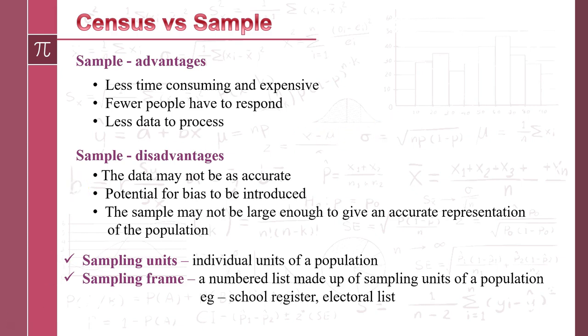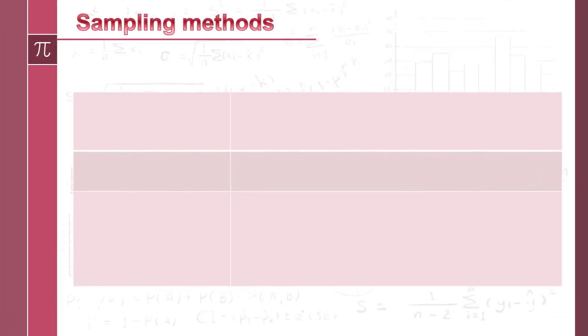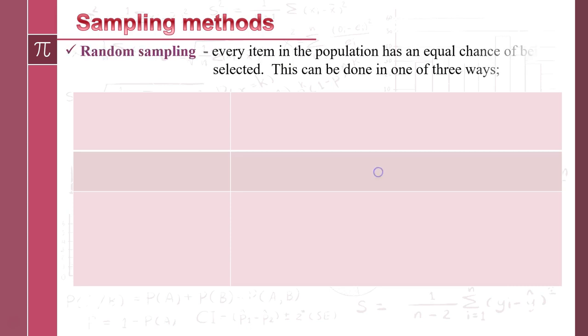So if we've decided that a sample is what we're going to do, how do we then go about deciding which people from each section of the population we're going to choose? So here we go. We've got some sampling methods, and the first one is this idea of random sampling. Now, you'll be familiar with the word random, but in the context of sampling, it has a very specific meaning, and it means that every item in the population has an equal chance of being selected. Right, so we can do this in a couple of ways.